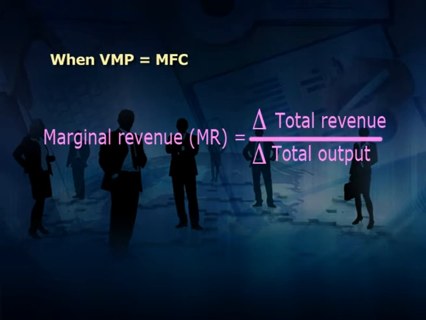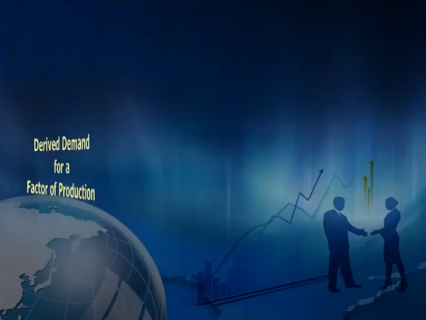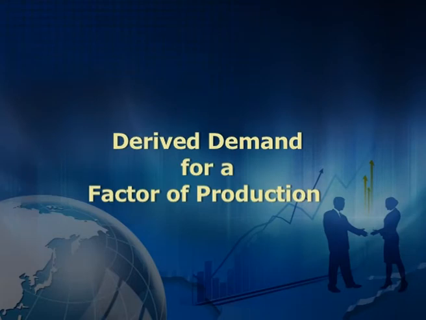Marginal revenue MR is equal to change in total revenue divided by change in total output, and marginal product MP is equal to change in total output divided by change in quantity of factor. Next topic is derived demand for a factor of production.